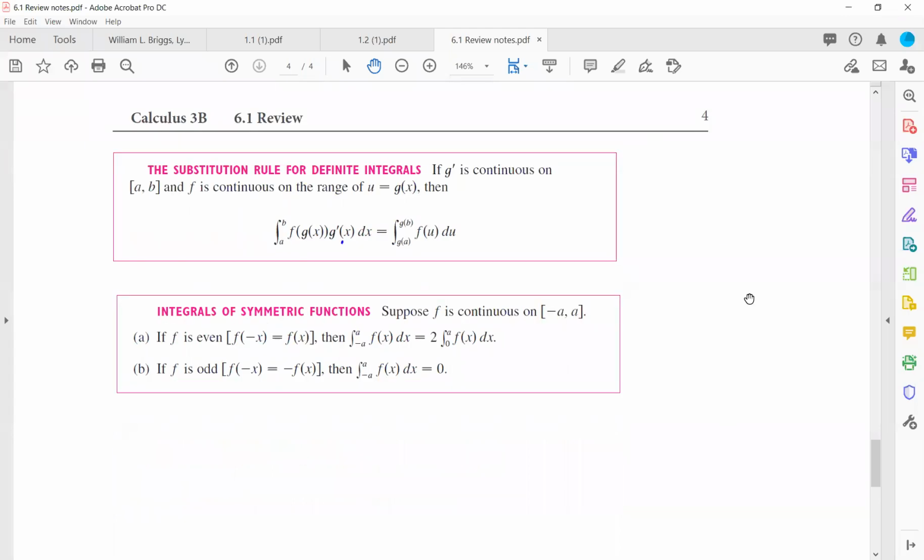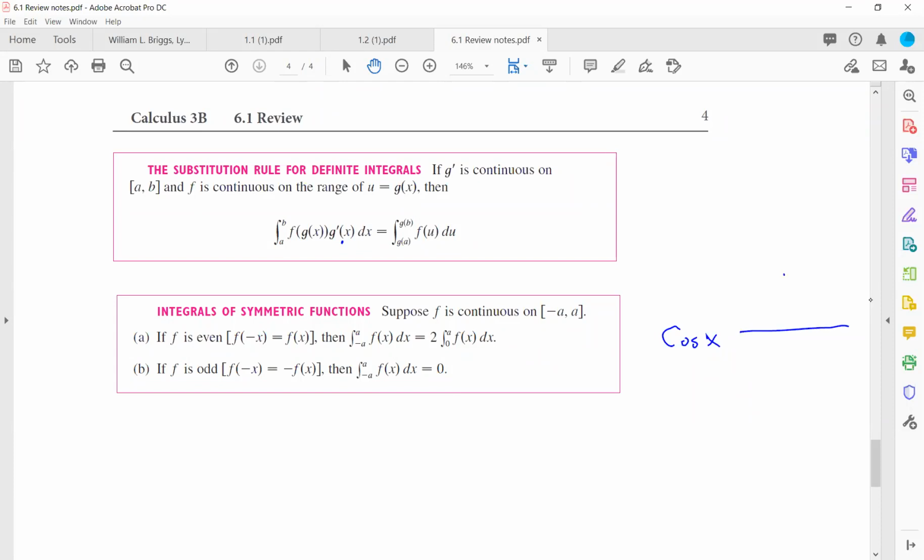Very well. Integrals of symmetric functions. Suppose function f is continuous between negative a and a, you have a closed interval. If your function is even, like cosine, which is an example of an even function, then the integral of f of x from negative a to a is equal to 2 times the integral of the same function from 0 to a.